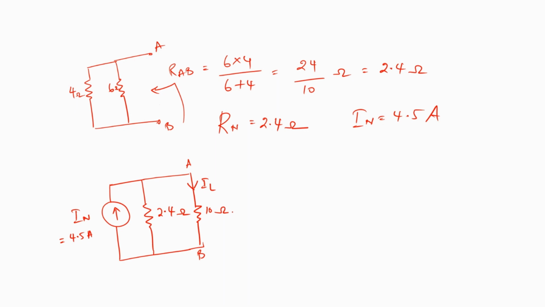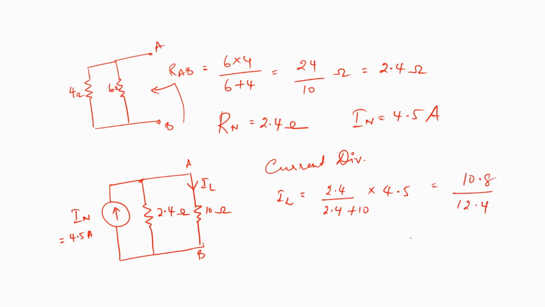So now this 10 ohms resistance and 2.4 ohms resistance, both of them are in parallel with each other, and there is a current source connected to it. So we can apply the current division rule to it. The formula says IL will be equal to opposite resistance 2.4 divided by the sum of resistances, so 2.4 plus 10, into the total current entering the two branches, so that is into 4.5. So this turns out to be 10.8 divided by 12.4, which becomes 0.871 amps. So this is exactly the value that we have arrived at for the Thevenin's circuit also.